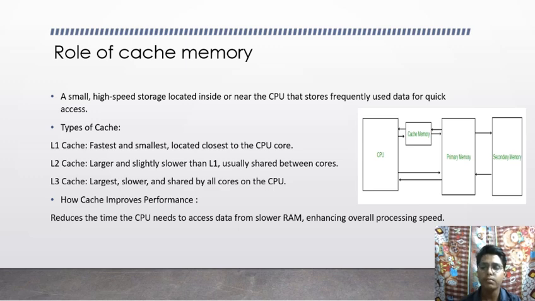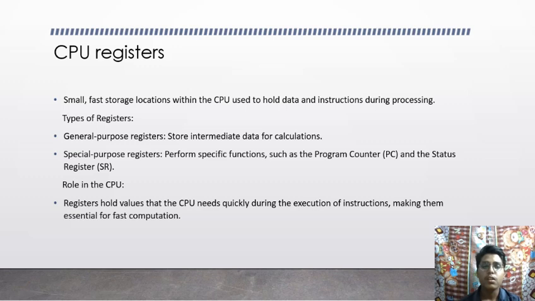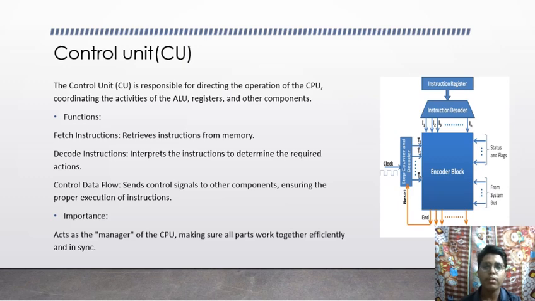CPU registers: small, fast storage locations within the CPU used to hold data and instructions during processing. Types of registers. General purpose registers store intermediate data for calculations. Special purpose registers perform specific functions, such as the program counter and the status register, SR. Role in the CPU: registers hold values that the CPU needs quickly during the execution of instructions, making them essential for fast computation.